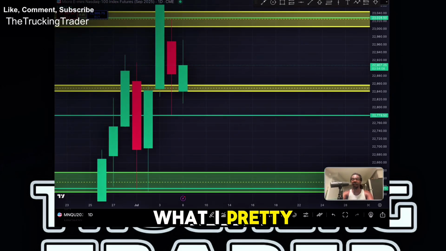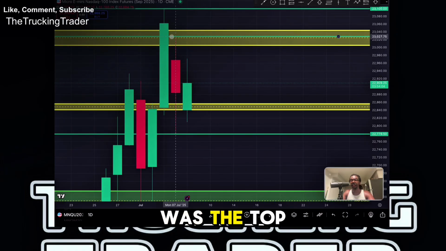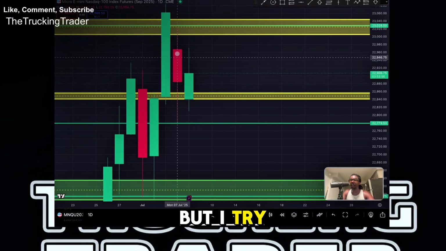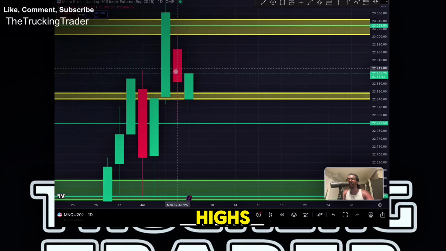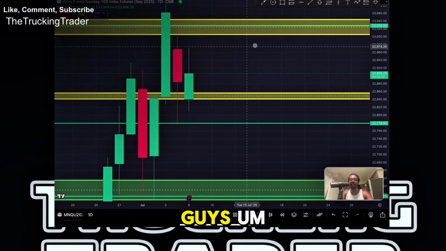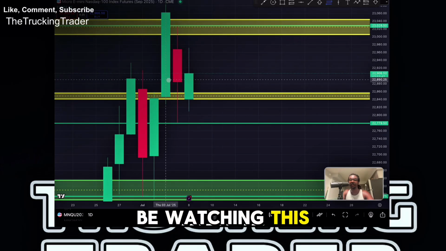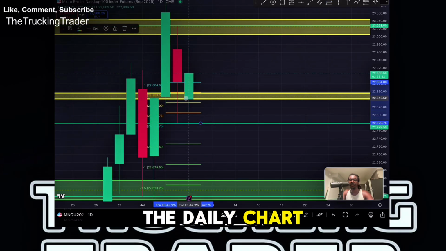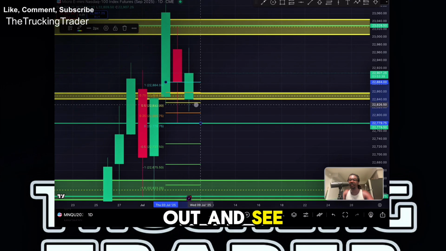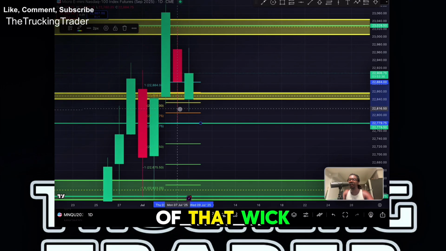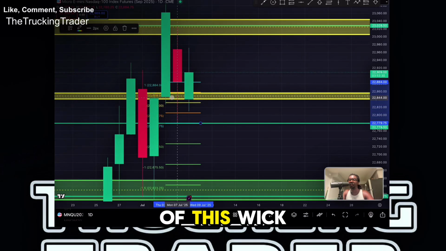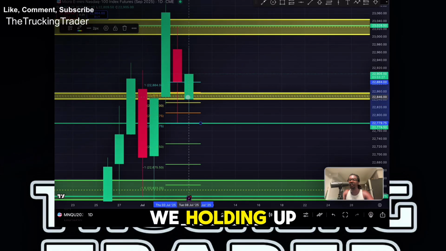I told you guys what I look for with the top of the daily candle from the previous days. I look back at least 3 days, sometimes even 10 days, but I try to focus on at least 3 days, and I look at these daily highs and daily lows. Then I told you in the previous videos I was going to be watching this wick on the daily chart. I like to measure these wicks out and see how the market respects the midpoint of that wick. And then we also have the 25% level of this wick as well, right? So how are we holding up in there?